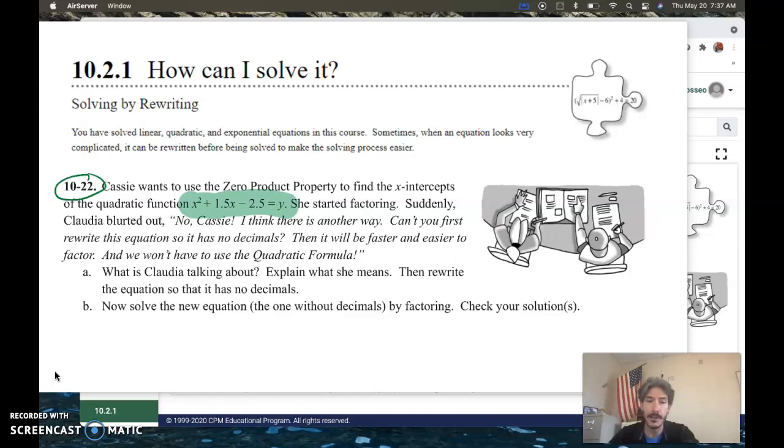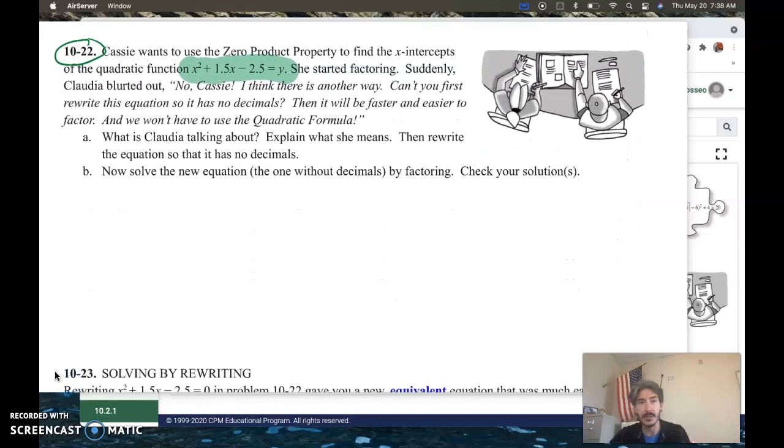So she started factoring. Suddenly, Claudia blurted out, "No, Cassie, I think there's another way. Can you first rewrite this equation so that it has no decimals? Then it will be faster and easier to factor, and we won't have to use the quadratic formula." So part A asks, what is she talking about, and explain what she means. Then rewrite the equation so it has no decimals.